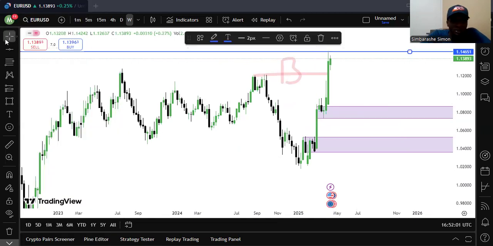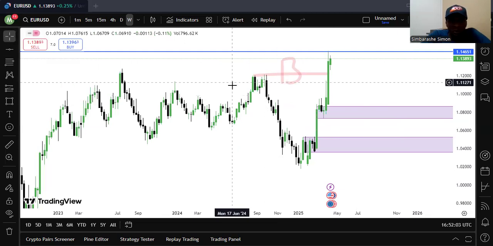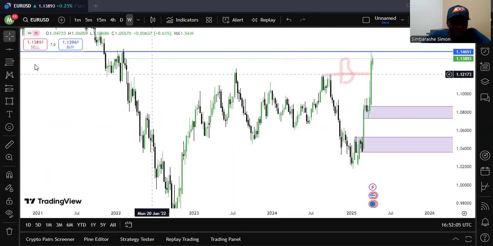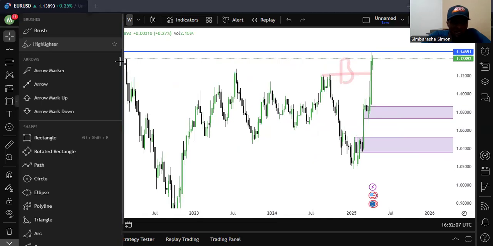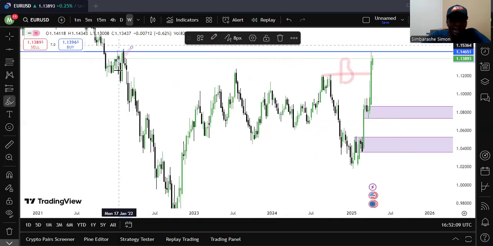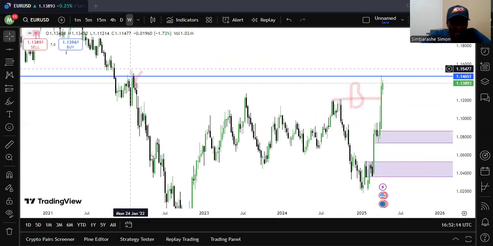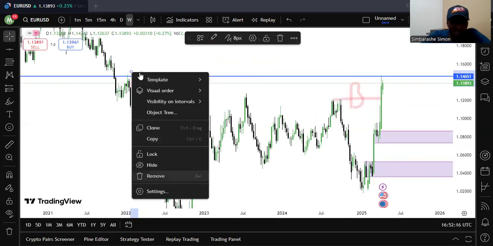Why do I do that? To look if market is reacting on something. As you can see, we are reacting here. It's just a high point where I put an X here. It's just a high point. There is no significant supply zone. You can say, oh, market is reacting on something.